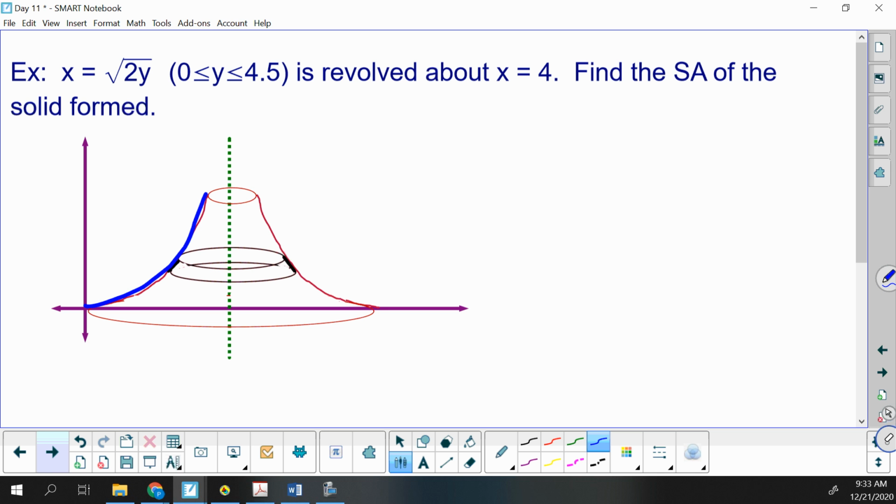So we want to find the surface area. So again, we split it into those strips. We're going to have 2 pi. We are in terms of y's here, so we got 0 to 4.5 for our y's. And let's draw in our radius. The radius would be this length here. Well, if we keep in mind that this is always x and this is always y.